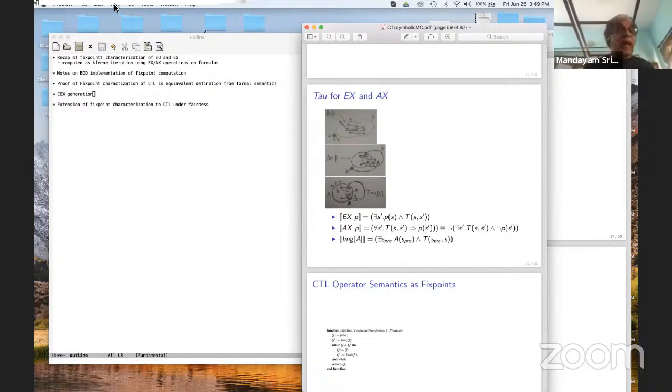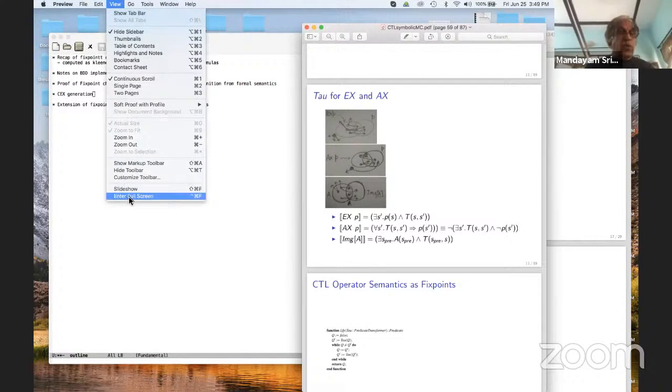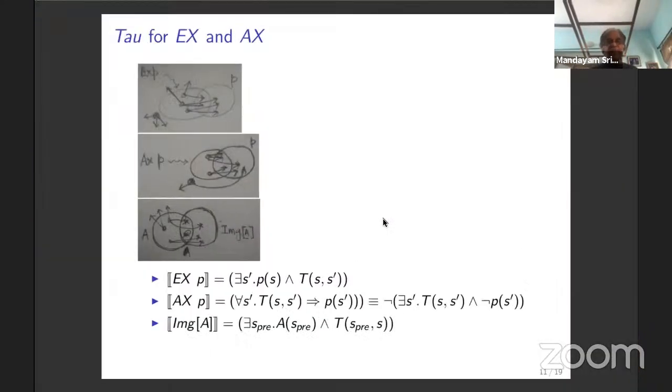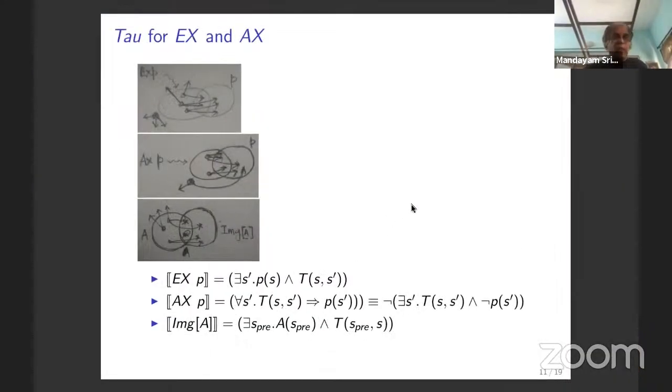But I want to show you this in a picture, since sometimes it may be hard to understand. I don't know if the picture will help you or not. So here is EX of P, AX of P, and an image. I started with image because I used it for reachability analysis. All of them can be expressed in terms of existential quantification elimination.